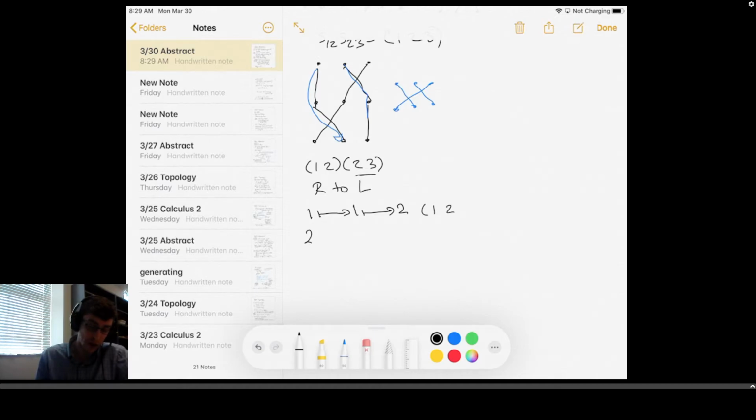Now I need to figure out where 2 goes. The first guy sends 2 to 3. The second guy does nothing to 3, so 3 goes to itself. Then 3 goes to 2 in the first one, and now I go to the second one, starting with 2, and 2 goes to 1. And so 3 goes to 1. Does that process make sense? So we're always moving right to left, and I'm viewing it cycle by cycle, tracking where it's going.